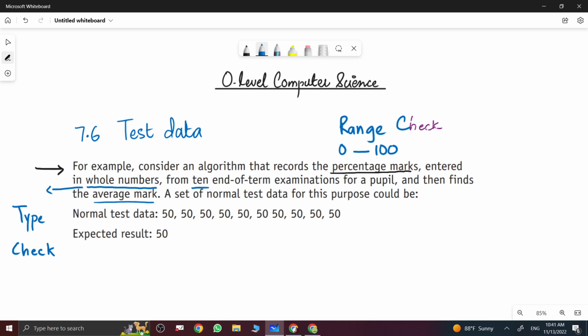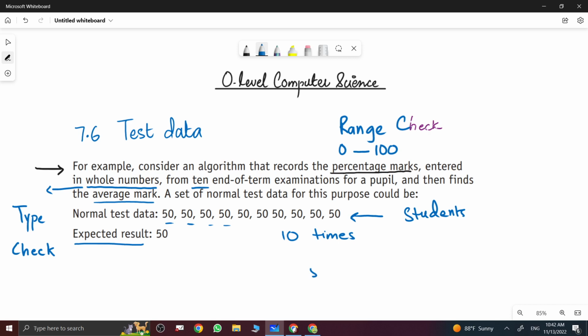Now, a set of normal test data for this purpose could be, as already given here, let's suppose a student has taken 50% in each of the exams. So it's written 50, 50, 50, 50, 10 times. Why 10 entries? Because there are 10 exams. In every exam, the student has scored 50% marks. Now the expected result for the average is going to be 50.